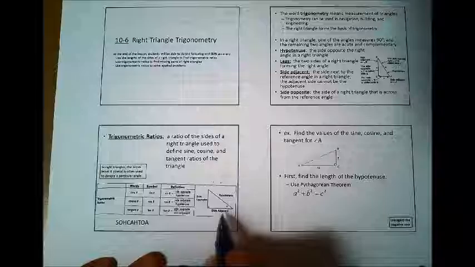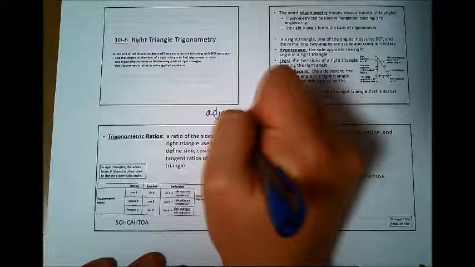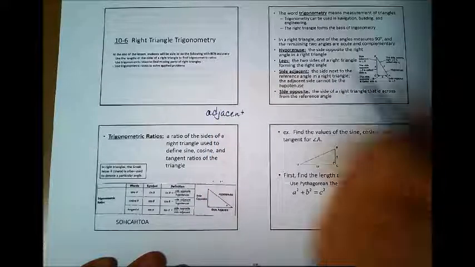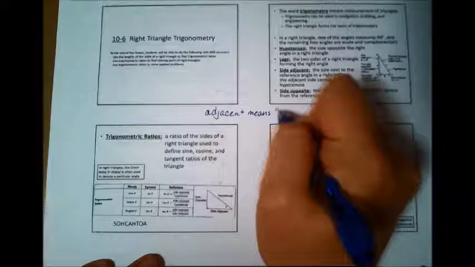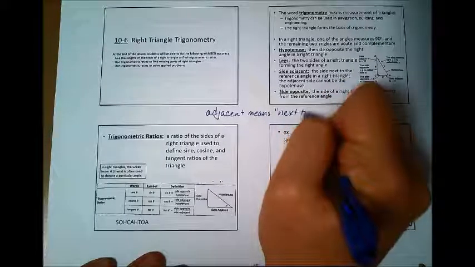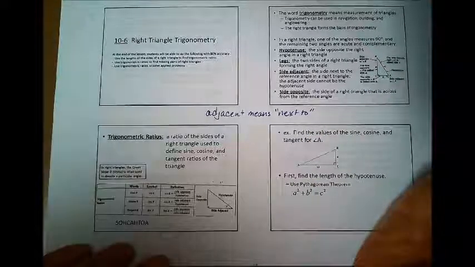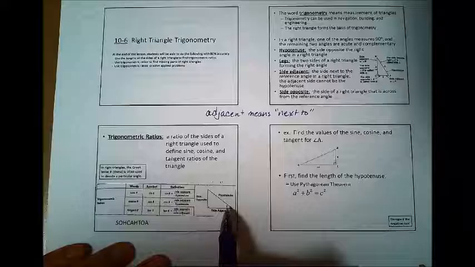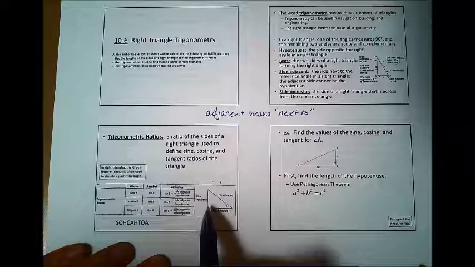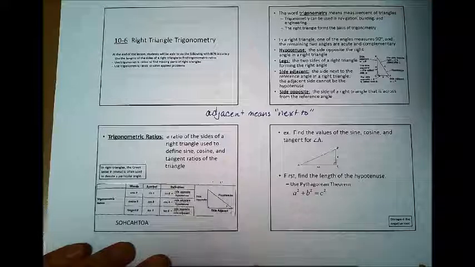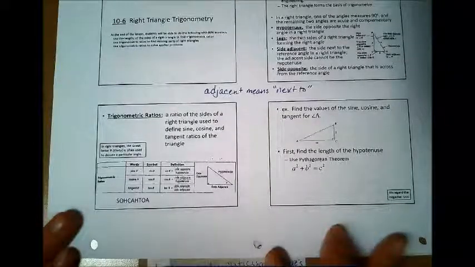It's important to remember that the definition of adjacent is pretty darn close to "next to." So adjacent is always the side next to the angle that you're looking for. Opposite means all the way across from it, and the hypotenuse is the long side. So I'm going to write these out a little bigger so that you can see them a little better.